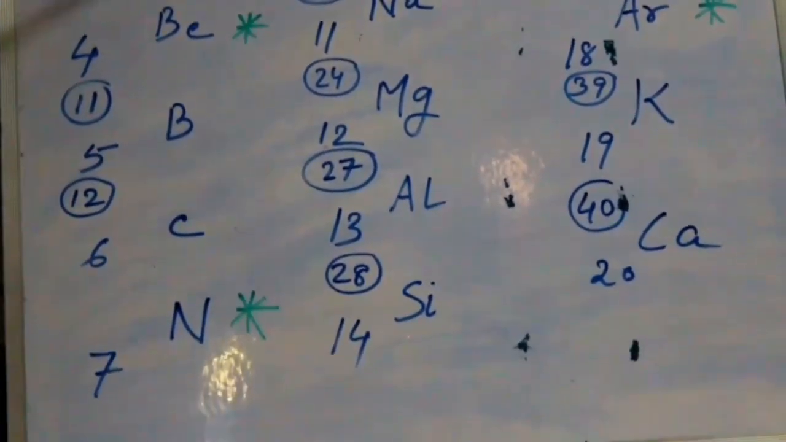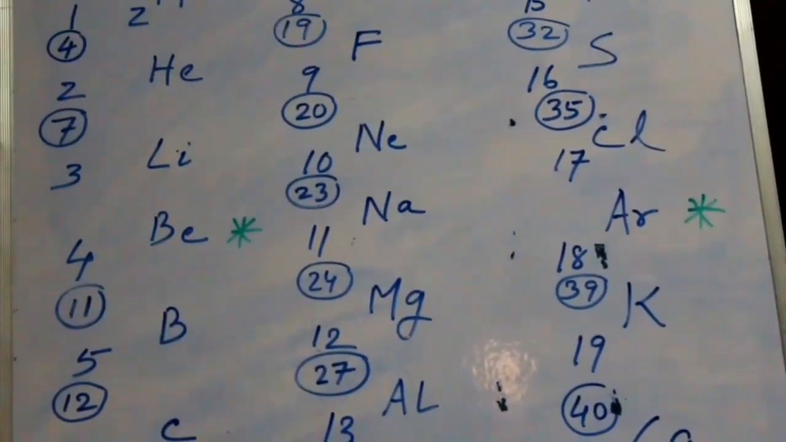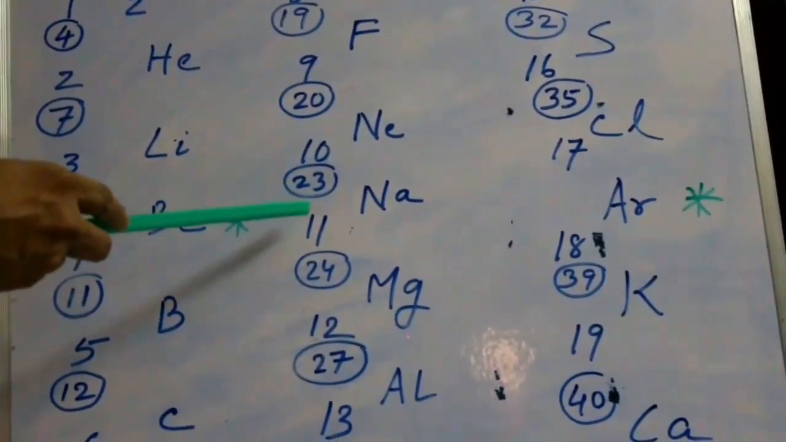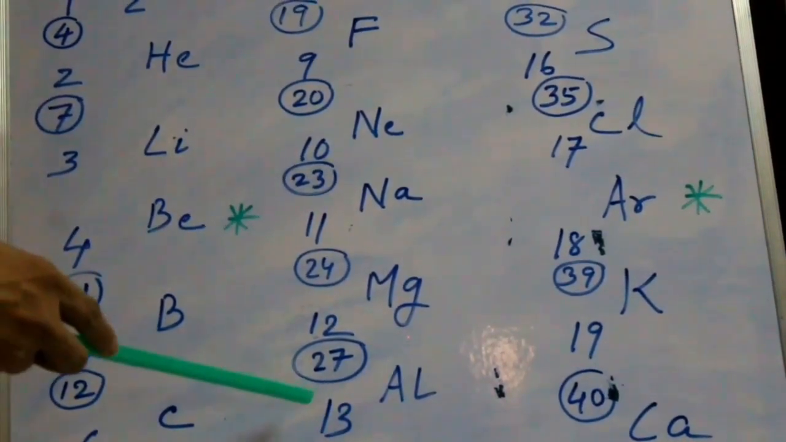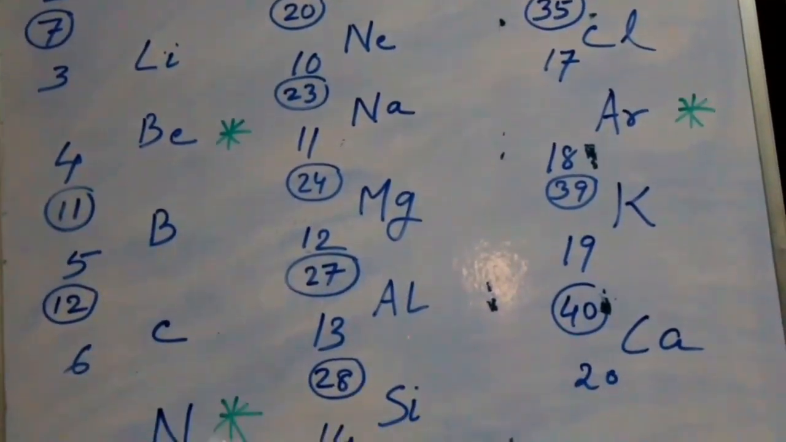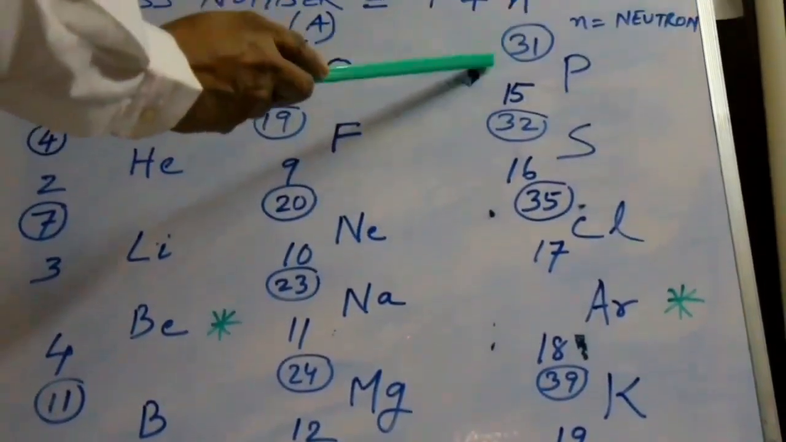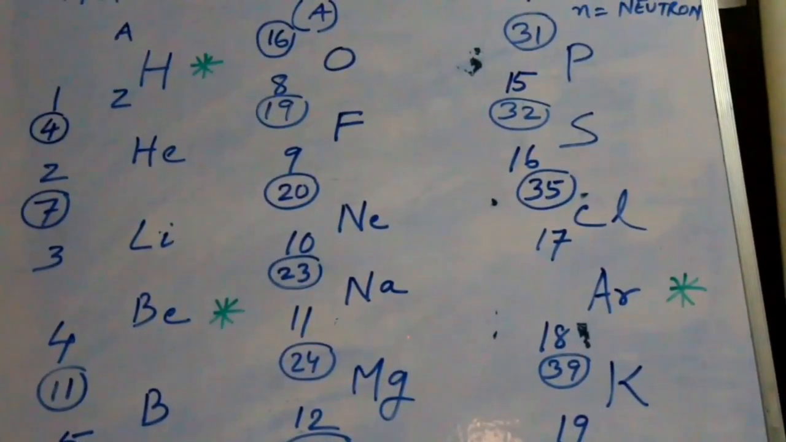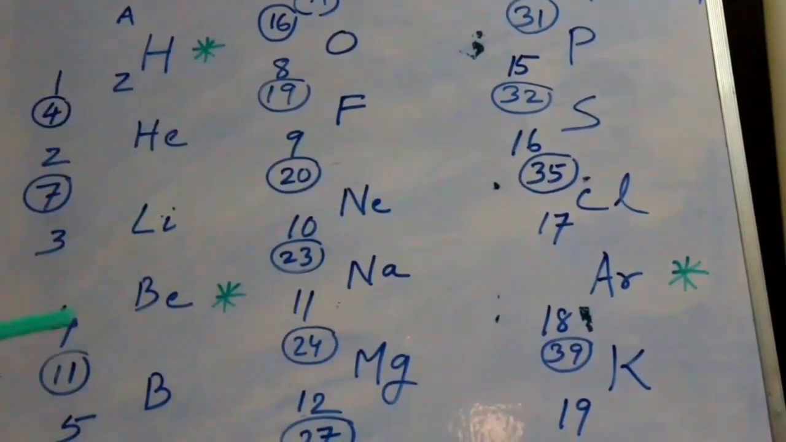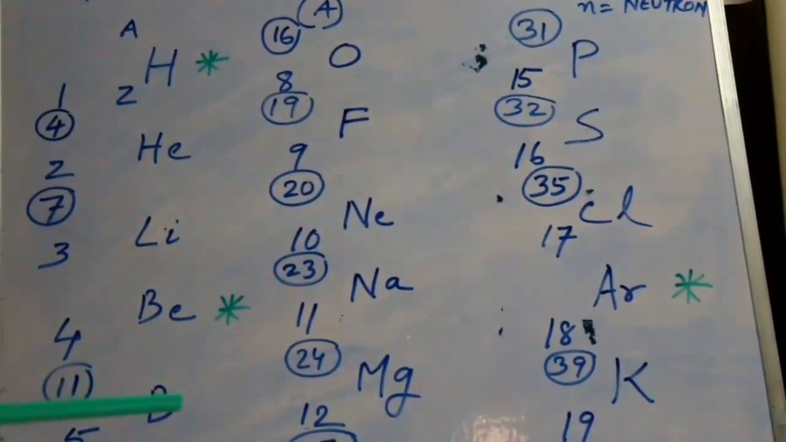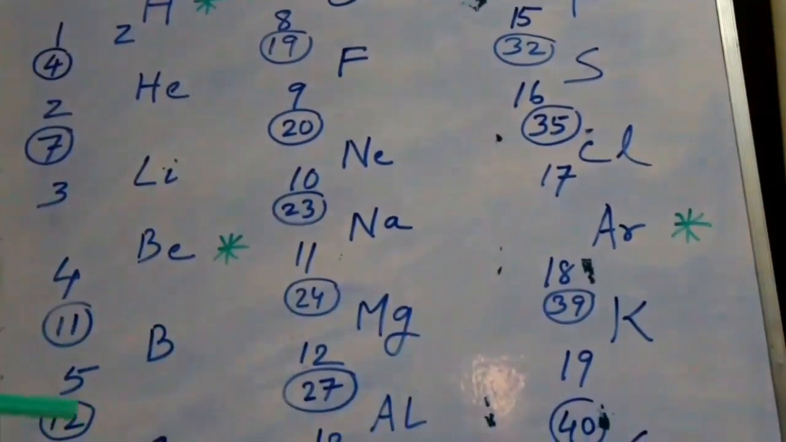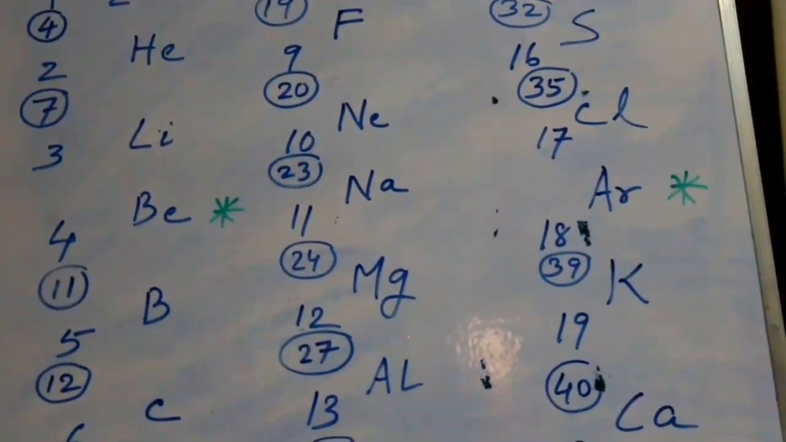Now we have fluorine, 9 into 2 plus 1, that means 19. Now we have sodium, 11 into 2 plus 1, that's 23. We have aluminium, 13 into 2 plus 1, that's 27. We have phosphorus, 15 and 31, double plus 1. Now we have chlorine, double plus 1. 17 is the atomic number and 35 is the mass number. And here we have potassium, 19 and 39, double plus 1.